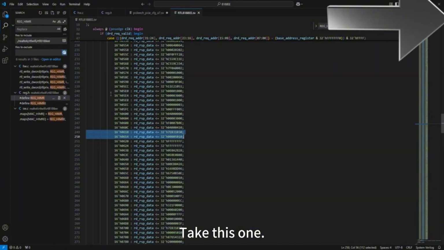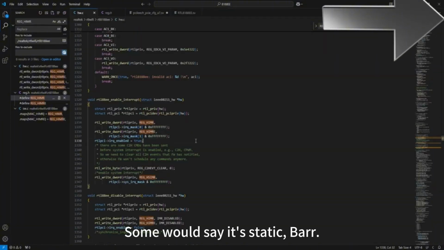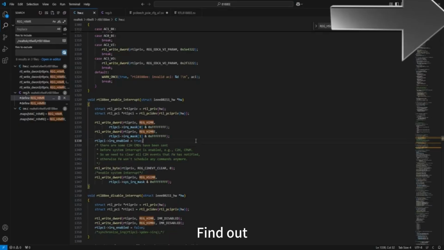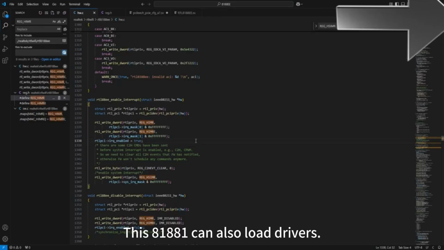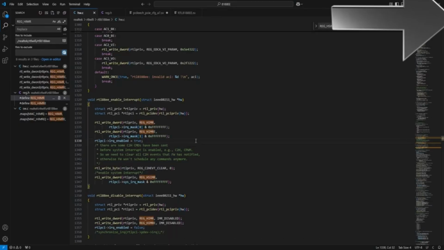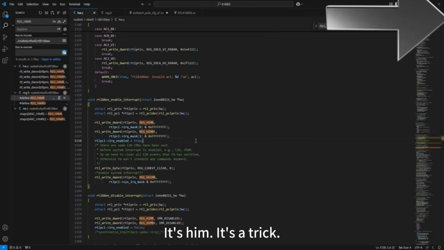Take this one. Some would say it's static bar. After putting it down, find out, this 81881 can also load drivers. Then use Mac. Well, what's the reason for this? It's him, it's a trick. It's not an authentic way.